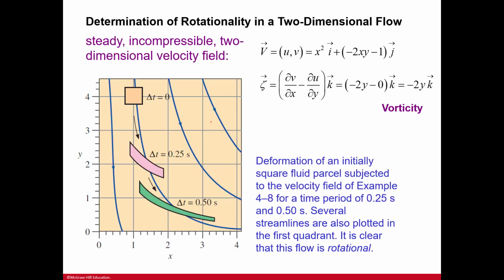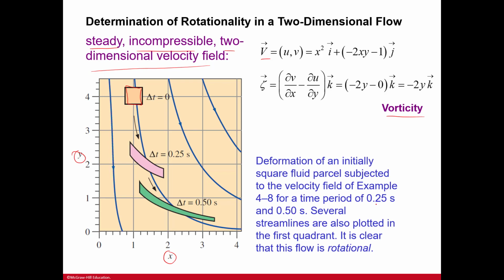And then the rotationality in a 2-dimensional flow. So it's a steady, incompressible 2-dimensional velocity field, and it's found here, as well as the vorticity. And so deformation of the initial square fluid particle, you can see these a lot better when they are visually constructed from those calculations using a CFD analysis, or just on an XY plane. It's extremely helpful because you can see the deformation, right?